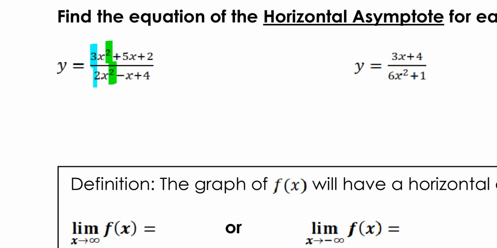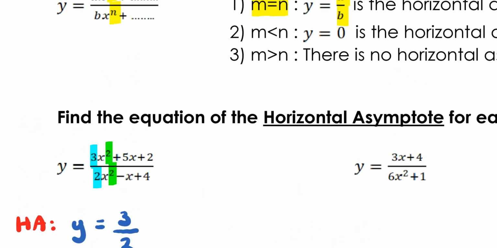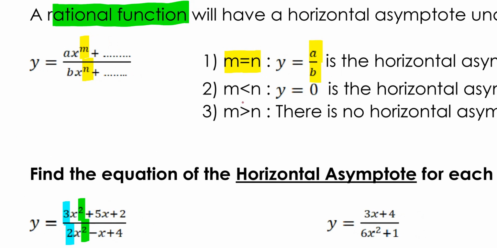Therefore, the horizontal asymptote can be easily identified by the equation y equals 3 over 2, and 3 and 2 are the leading coefficients in the rational function for the numerator and denominator. Okay, so this is where your horizontal asymptote is when you have the same powers in the numerator and denominator.